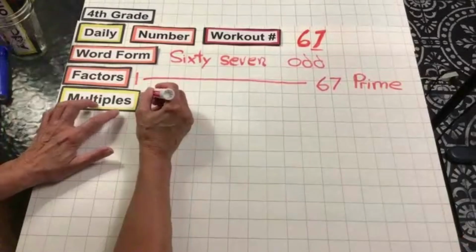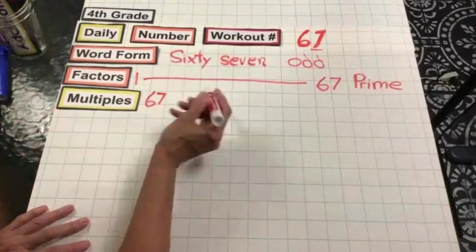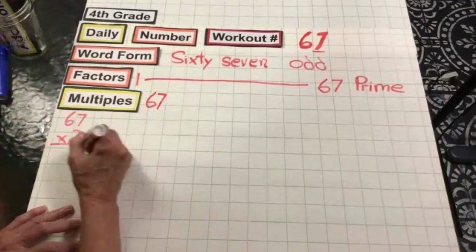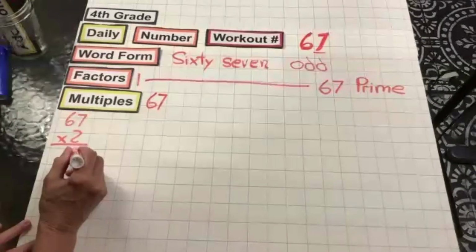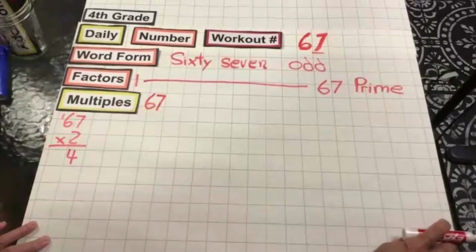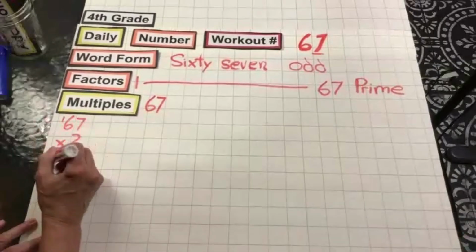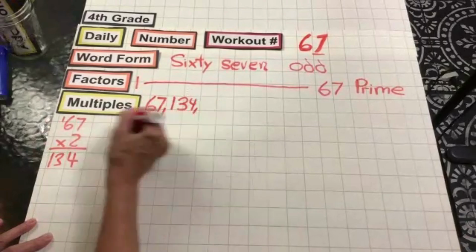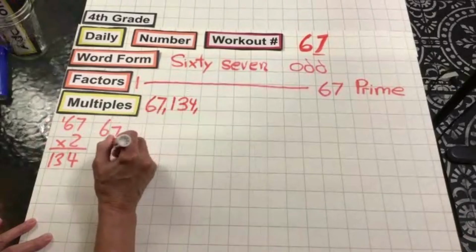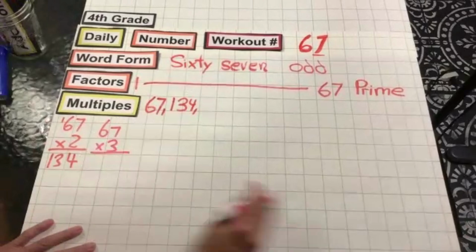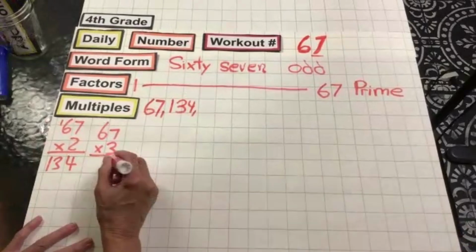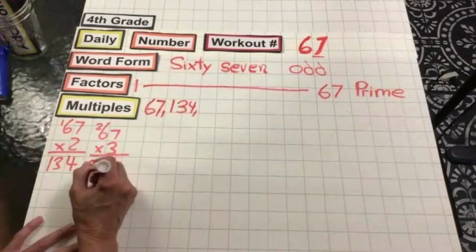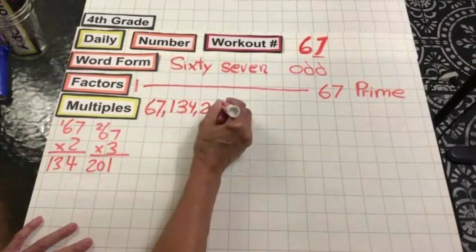If we have 1 67, that's 67. So let's go for 2 67s. 2 times 7 is 14. Drop the 4, carry the 1. 2 times 6 is 12 plus 1 is 13. So 2 67s is 134. 3 67s. 3 times 7 is 21. Drop the 1, carry the 2. 3 times 6 is 18 plus 2 is 20. That would be 201.